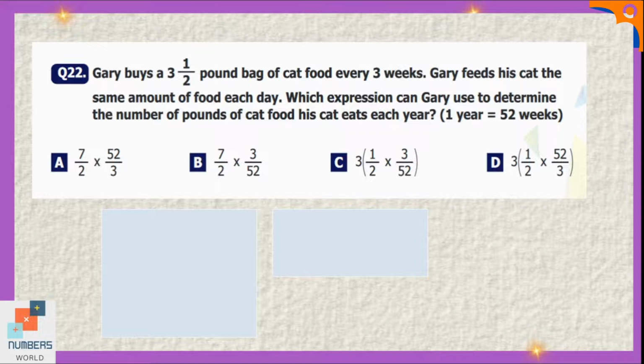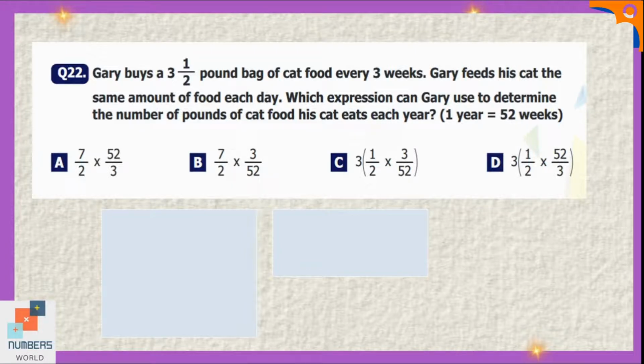Question number 22. Gary buys a 3 whole 1 by 2 pound bag of cat food every 3 weeks. Gary feeds his cat the same amount of food each day. Which expression can Gary use to determine the number of pounds of cat food his cat eats each year, where 1 year is equal to 52 weeks?